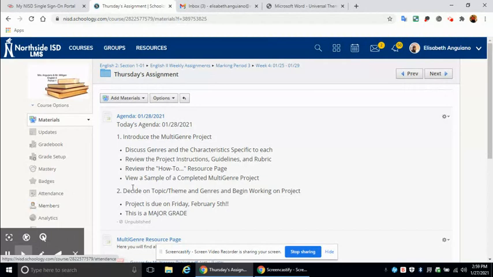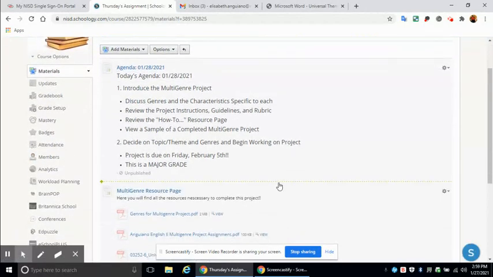Okay, so here we are. Today we're going to introduce the project. We're going to discuss the genres and the characteristics specific to each, or how to find the resource to refresh your memory on the characteristics of each specific genre. Then we're going to review the project instructions, guidelines, and rubric. We're going to review the how-to resource page, and we're going to view a sample of a completed multi-genre project. So, what you're going to do today is decide on a topic or a theme, and you will understand what I mean once I go a little bit further.